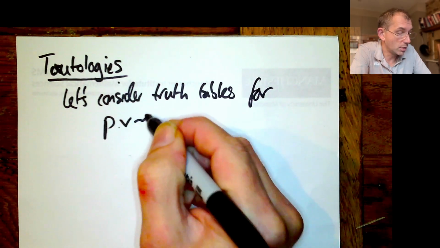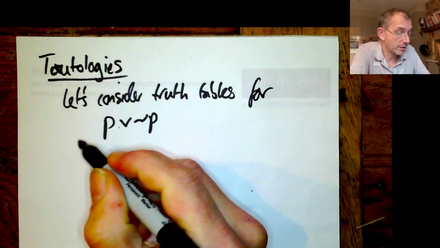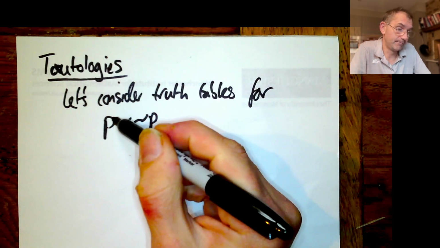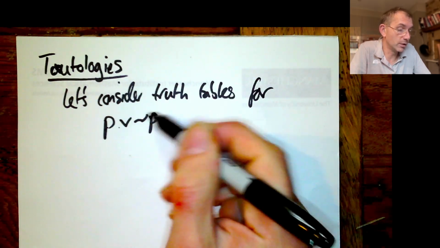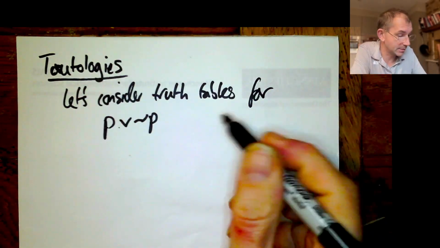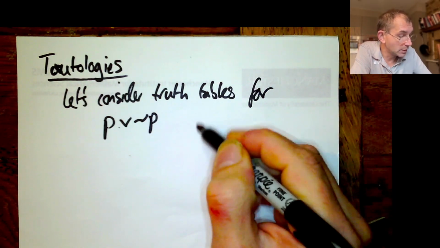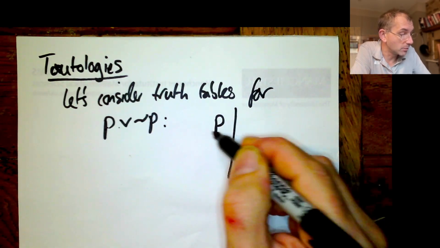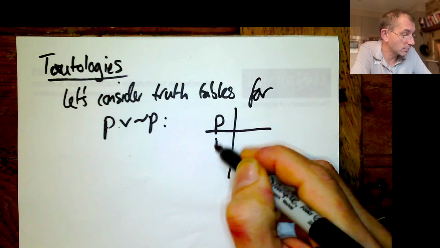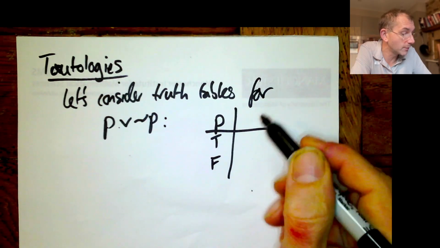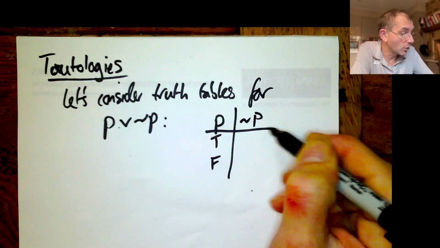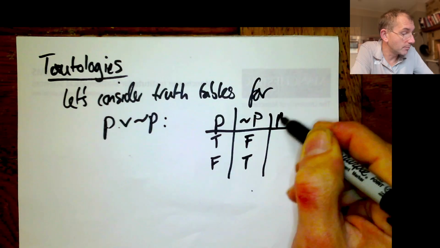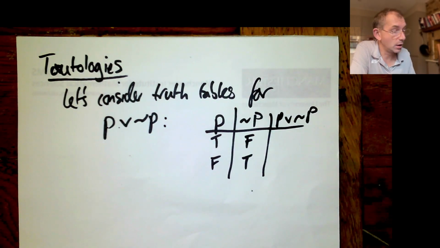So P or not P. I think we can see immediately that this is going to be something that's always true, because either it's true or its negative is true, well then at least one of them has to be. But let's just do the truth table for that. We only have one proposition, so we only have two things to check, namely when it's true and when it's false. And then of course not P will give you false and true, it just swaps them over.